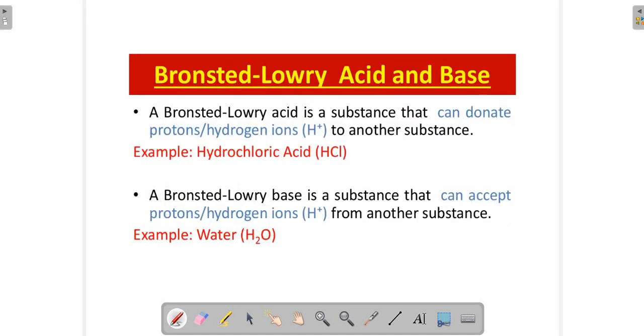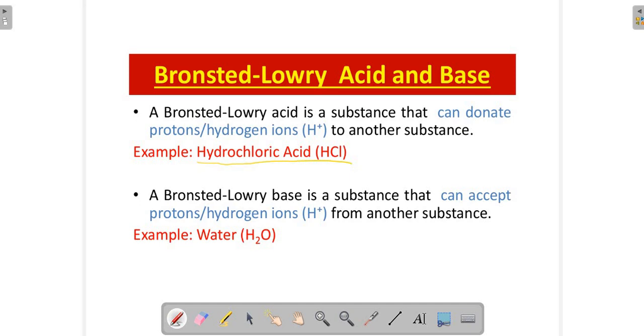Let's see. A Bronsted-Lowry acid is a substance that can donate protons or hydrogen ions to another substance. Means such a substance which can donate hydrogen ions and protons to another substance is known as a Bronsted-Lowry acid. For example, hydrogen chloride is an example of a Bronsted-Lowry acid.